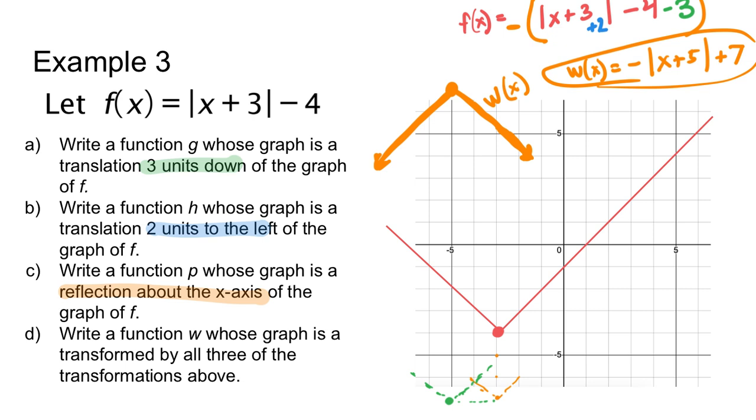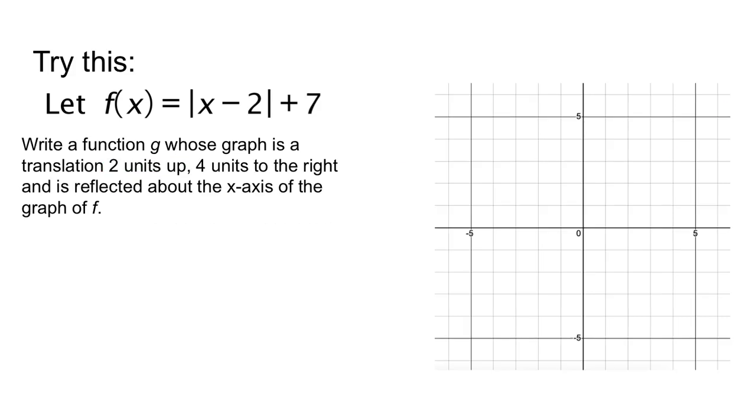All right, time for you to try one. Let's see if you can try this one. We got multiple transformations that are going to be here. So f of x is equal to the absolute value of x minus 2. Okay, I would like you to write a function g who has a translation that was up 2 units, to the right 4 units, and reflect it about the x-axis. Give it a try. See if you can figure out what the graph looks like and what the new equation is going to be. So pause the video right now, give this one a try.